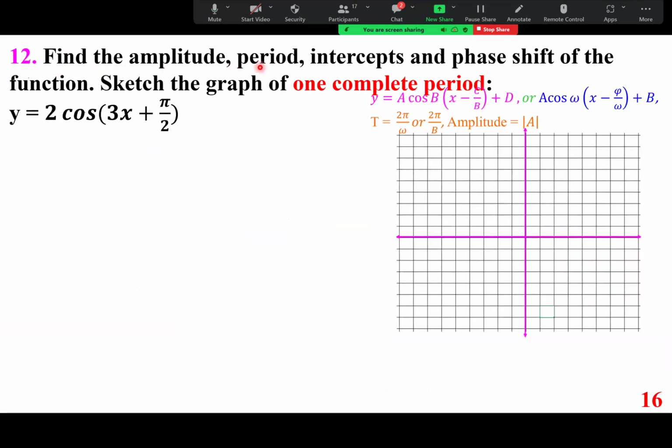Question number 12: find the amplitude, period, intercepts, and phase shift of the function. Sketch the graph of one complete cycle where y is 2 cosine of 3x plus pi over 2. And again, remind you of everything that we have seen. First and foremost, we take number 3 out. The result is that this becomes x, this becomes pi over 6. So pay attention that when you take the 3 out, if you put it in 3x, 3 pi over 6 is pi over 2. So that's something you want to be very careful of, everybody. So you take number 3 out.